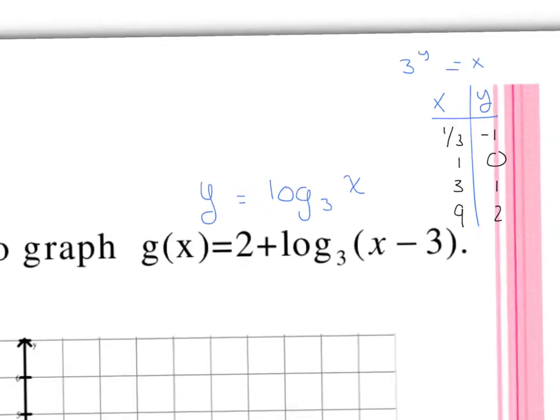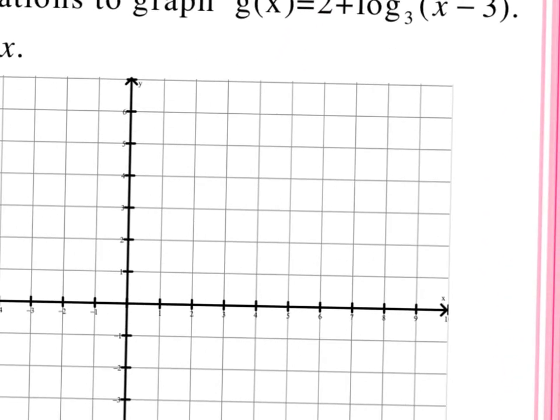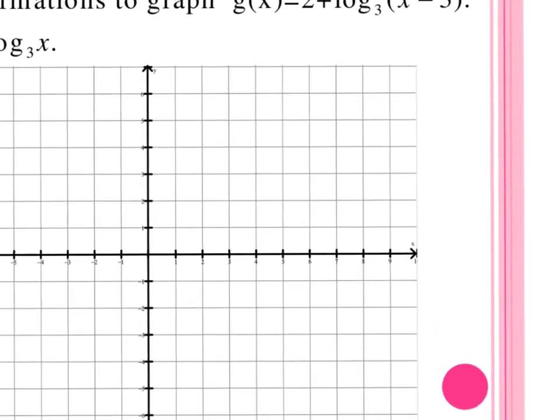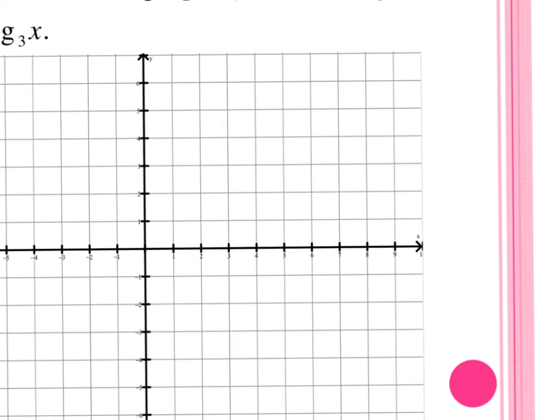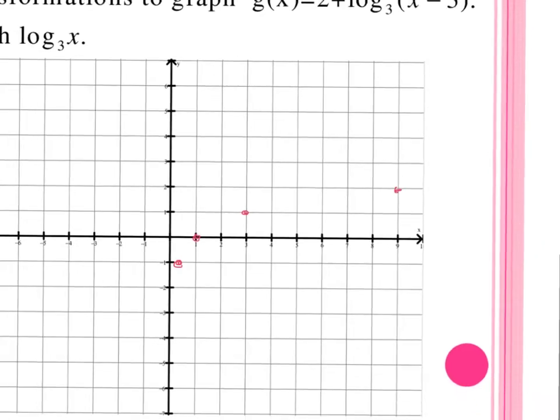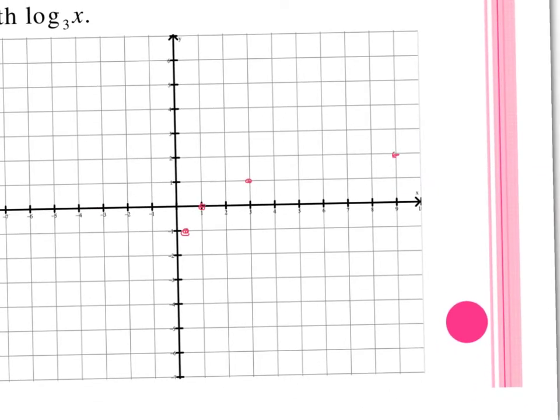So let's graph that parent graph here. Okay, (1/3, -1), (1, 0), (3, 1), (9, 2). Remember, we have an asymptote that's happening right here. Now I want to explore the transformation that occurred. What's the domain of this? From 0 to positive infinity. What's the range? Negative infinity to positive infinity.